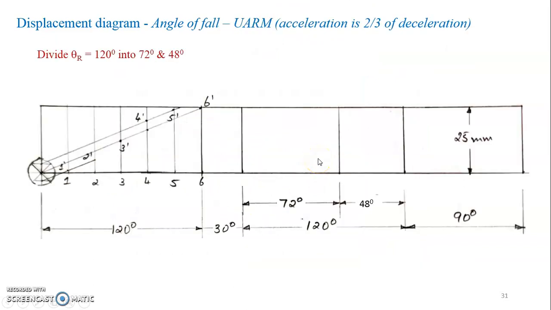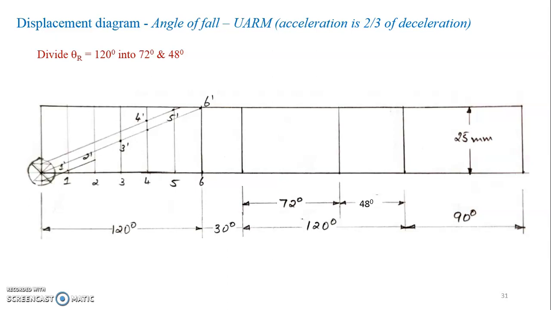Now the next portion is the angle of fall portion. This angle of fall portion, which is 120 degrees, follows UARM. But in the question the suggestion was that acceleration is 2 by 3 of the deceleration. In that case, I have to first divide this 120 degrees into 5 equal parts. How did I get 5? 2 plus 3 is equal to 5. Hence I have to divide 120 into 5 equal parts. 120 divided by 5 gives 24.